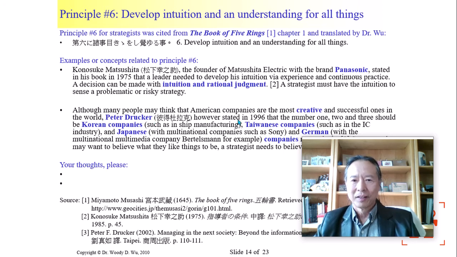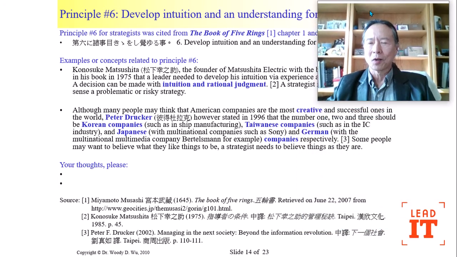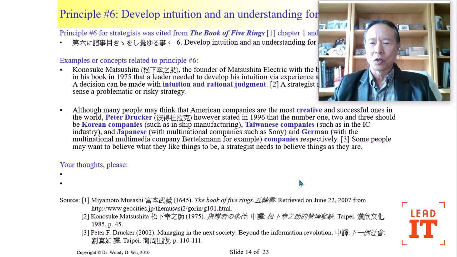Peter Drucker stated in 1996 that the three most creative countries at that time were Korean companies, Taiwanese companies, and German companies. That's based on his observation, not based on research, survey, or qualitative study, but based on his experience. Dr. Woody Wu would say that some people may want to believe things to be what they like. A strategist needs to believe things as they are.